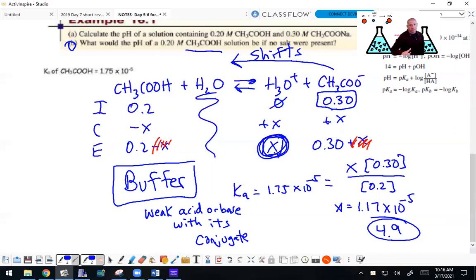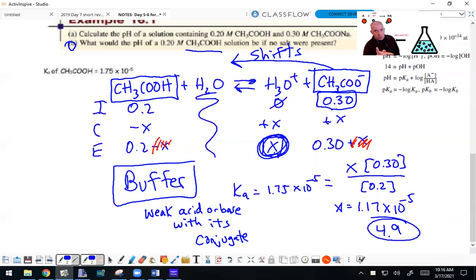So it's a weak acid with its conjugate base, or it's a weak base with its conjugate acid. In this case, it was the weak acid, CH3COOH, with the conjugate base, CH3COO minus. Now, if you recognize something as a buffer solution, going back to our equation sheet, this right here is called the Henderson-Hasselbalch equation. And the Henderson-Hasselbalch equation gives us the pH of a buffer solution. It's a shortcut, as long as we recognize the fact that it's a buffer solution.